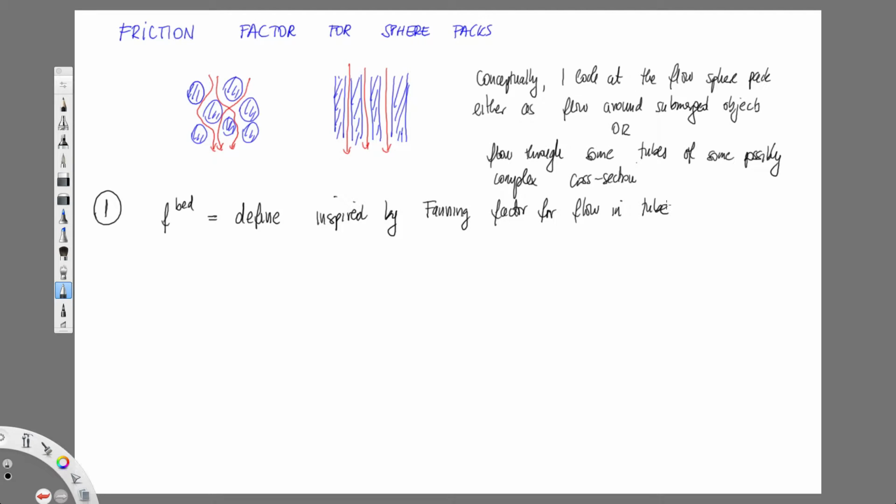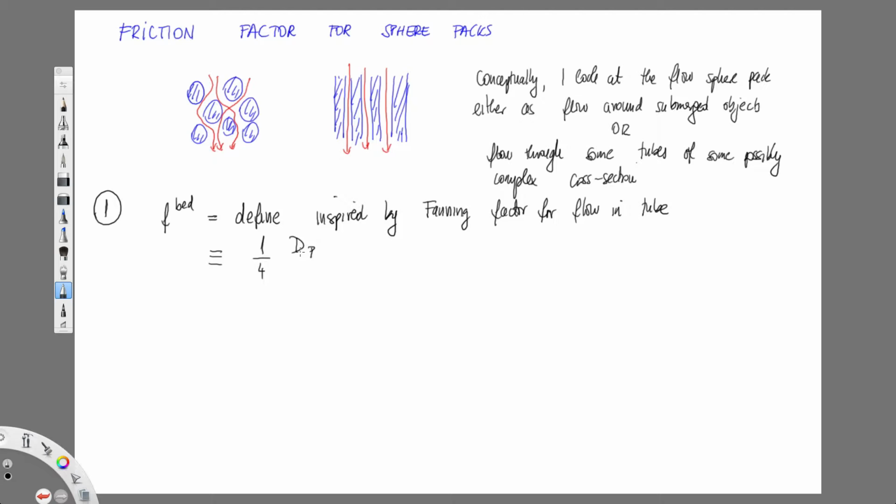But wherever in the friction factor I had something that was related to a tube, I attempt to translate that to something that I can say about the sphere pack. So basically I'm going to define it as 1/4 diameter. This was the diameter of a tube, but here it will become the diameter of my particles in this bed.